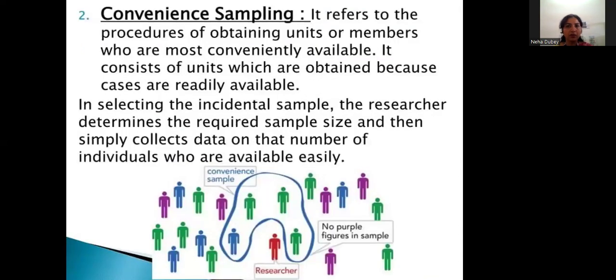Now, convenience sampling. It refers to the procedure of obtaining units or members who are most conveniently available. It consists of units obtained because cases are readily available. In selecting the incidental sample, the researcher determines the required sample size and then simply collects data from that number of individuals who are easily available. In the diagram, you can see the researcher standing in between and, for convenience of reach, choosing only the people who are nearby.